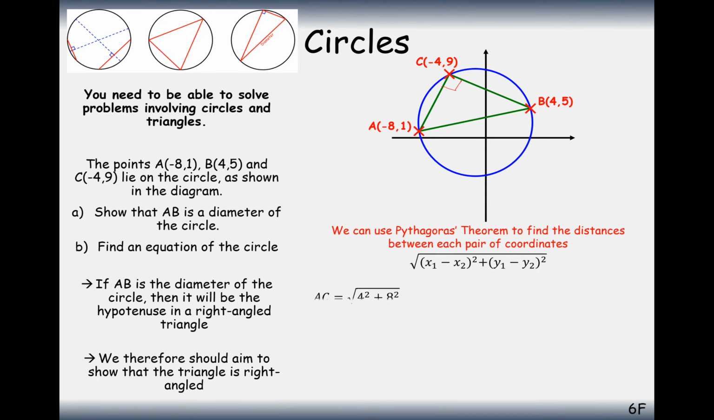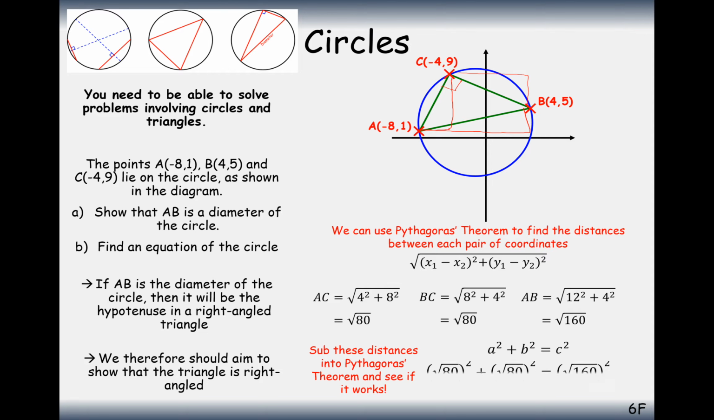So the distance from A to C has a distance of 4 along and 8 up, so that's 4 squared plus 8 squared. The distance between B to C goes along 8 and down 4, so that's 8 squared plus 4 squared. And the distance between A to B goes along 12 and up 4, so that's going to be 12 squared plus 4 squared, which is 160 square rooted.